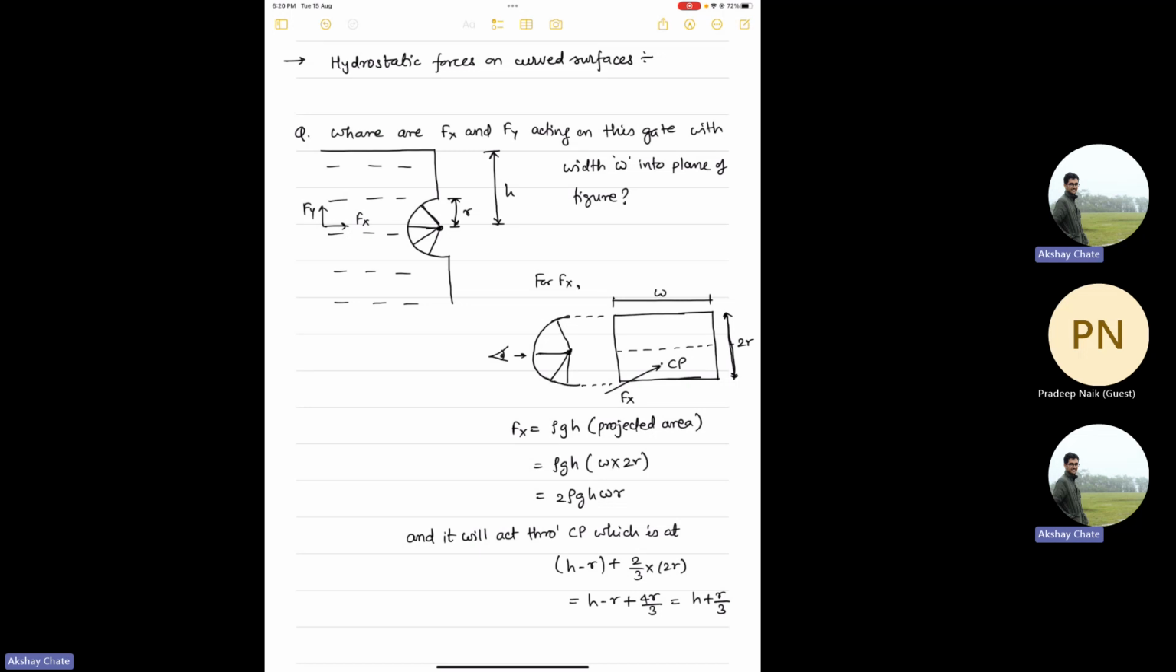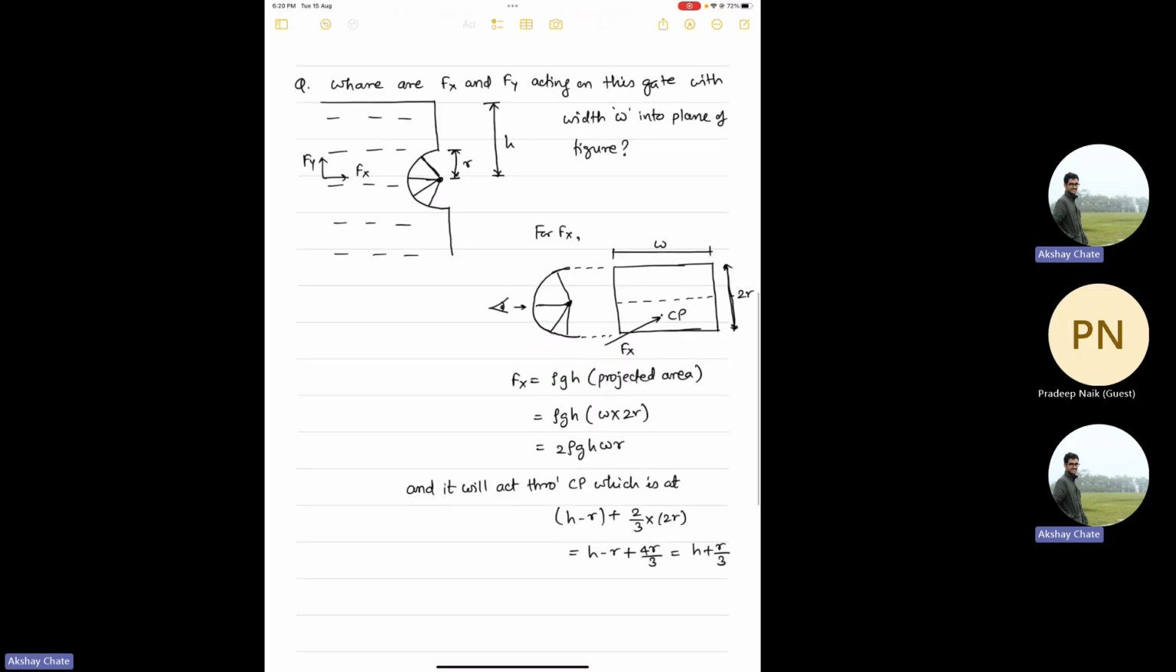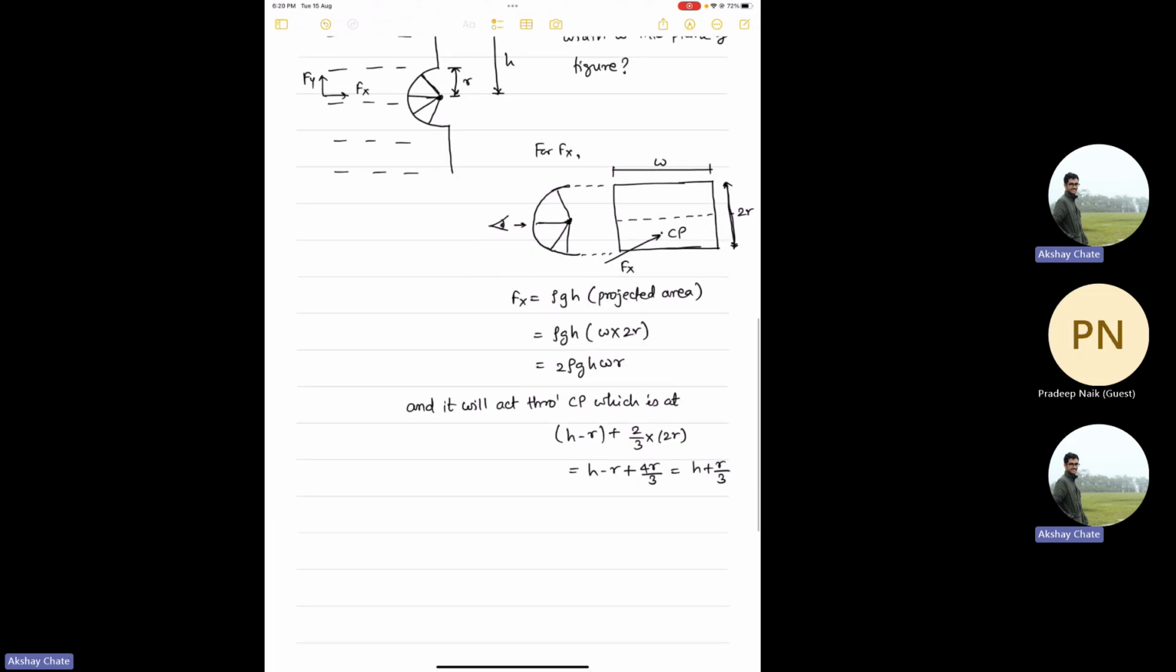H minus R plus 2 by 3 into 2R is 4R by 3, so H plus R by 3. Yeah, correct. So CP should be at the bottom half of the gate. That was the point, and this is correct.